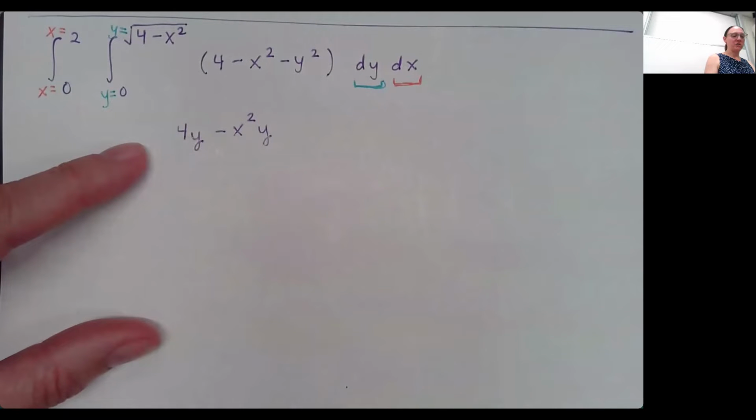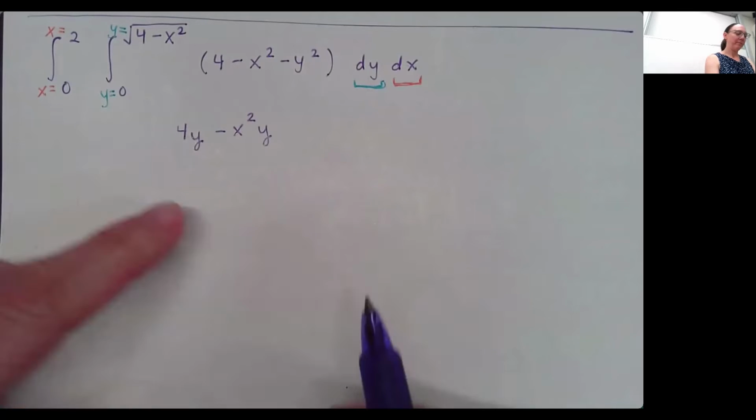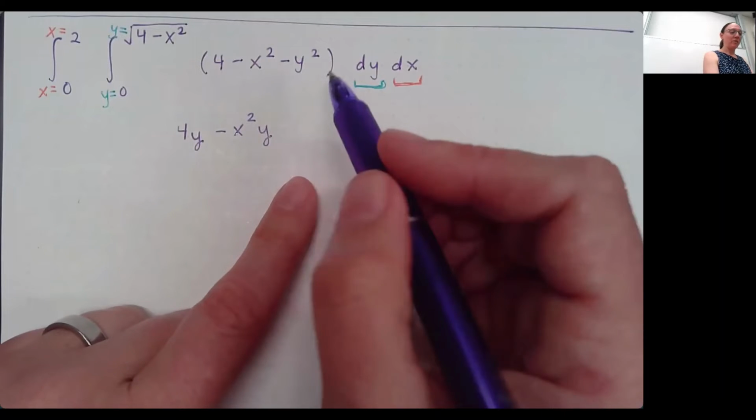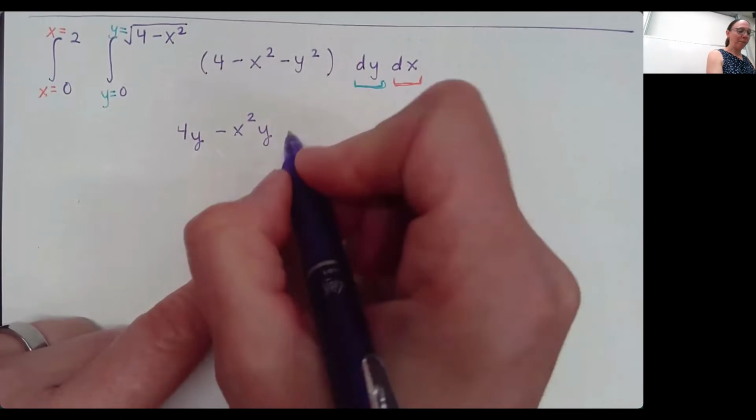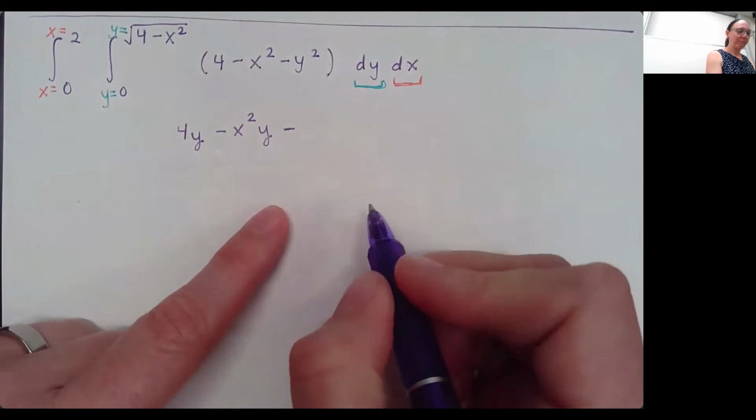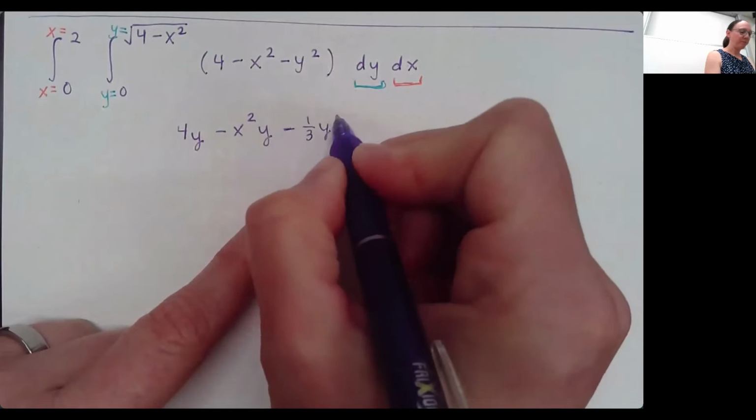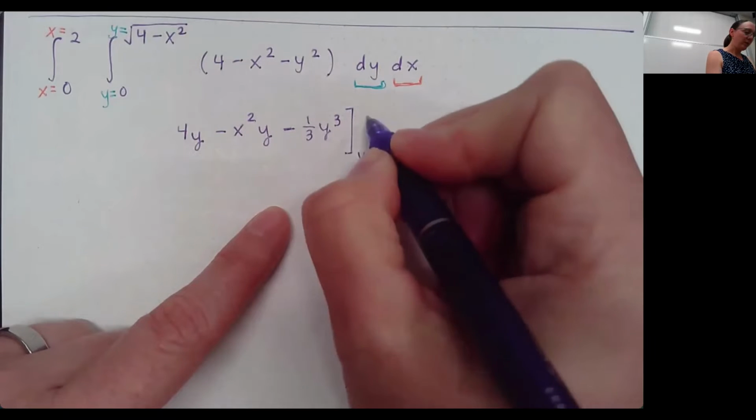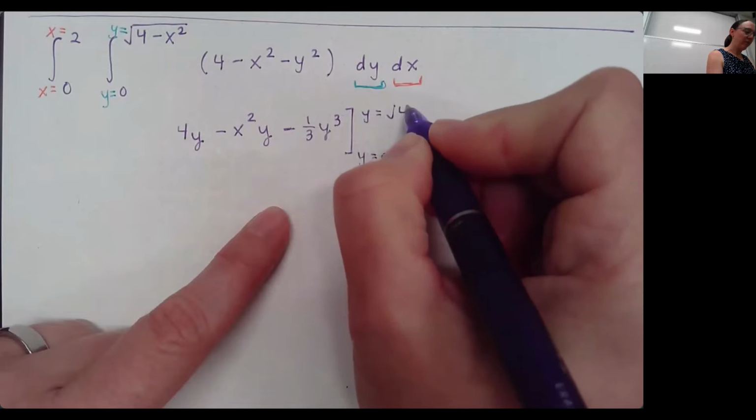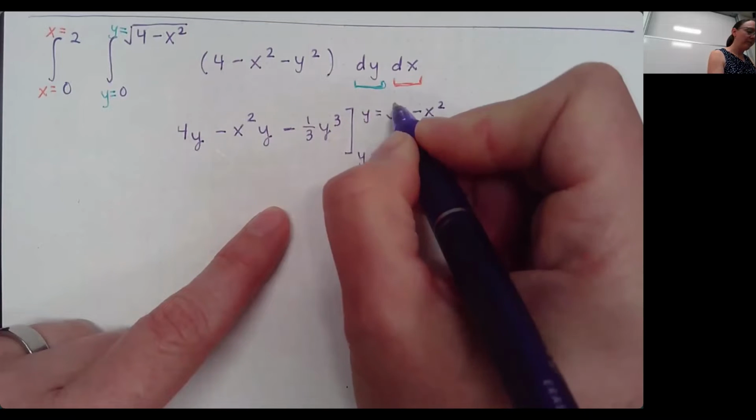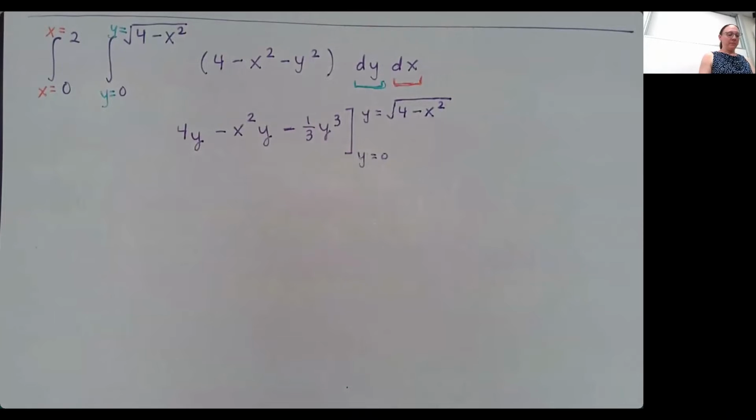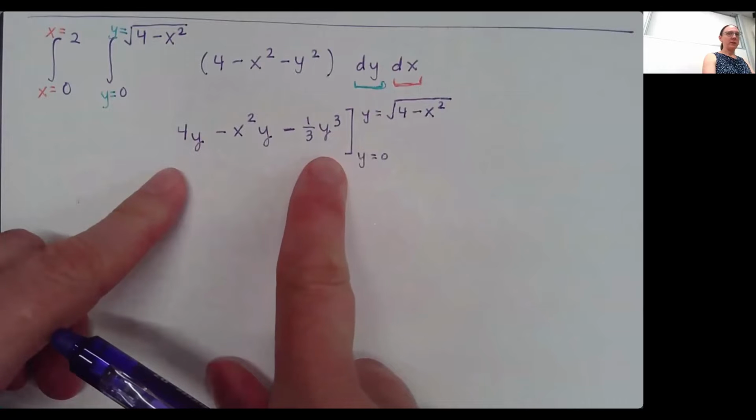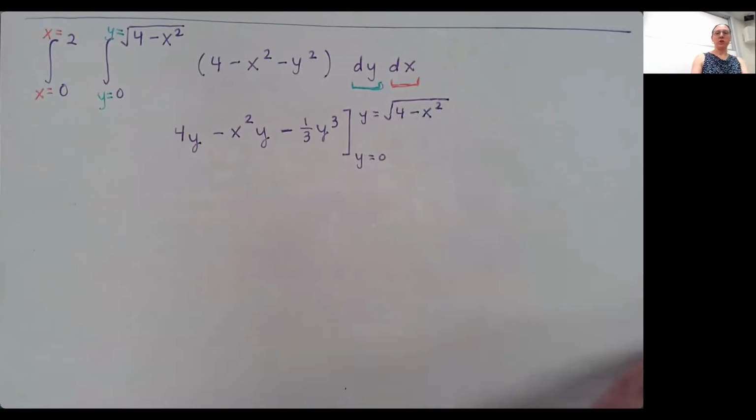I was going to do something clever, but I'll wait on my cleverness for the next step. So if I integrate negative y squared, what should I get? Perfect. And now I'm plugging in y equals 0 and y equals the square root of 4 minus x squared. Questions about this step in terms of the antiderivative piece? We're good to plug in things.